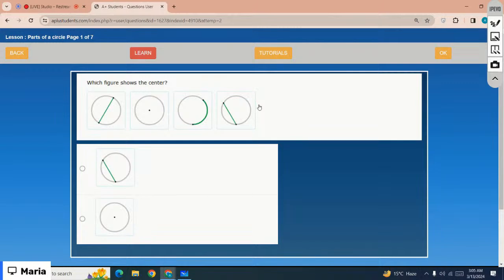Which figure shows the center of the circle? Which is the correct option? This is the center of the circle, right? You have 1 point, and that is exactly the center of the circle. Got it?